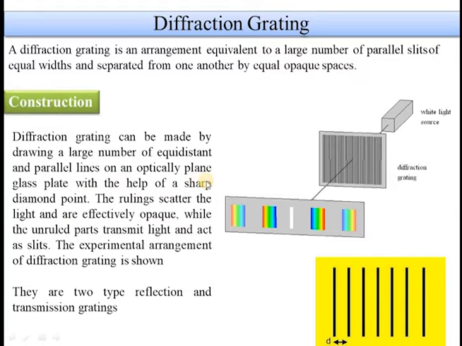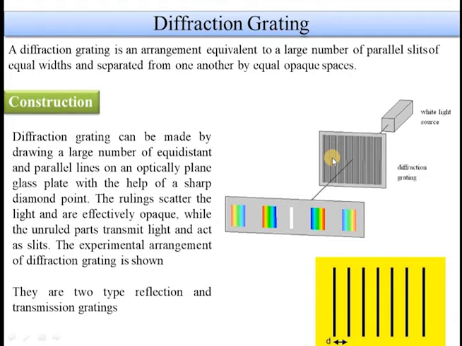Generally, it is constructed from an optically plane glass plate, and many lines are carved on this glass plate such that they are very fine, equidistant and parallel. This is done automatically with the help of a dividing engine, and the material generally used to carve these lines is a diamond pointer. The lines are so close that there will be at least 1,000 lines in a single centimeter. There are two types of gratings: transmission grating and reflection grating.